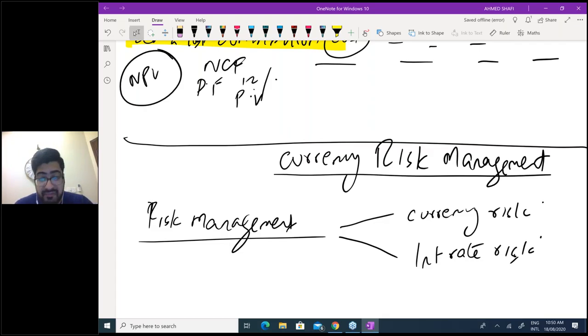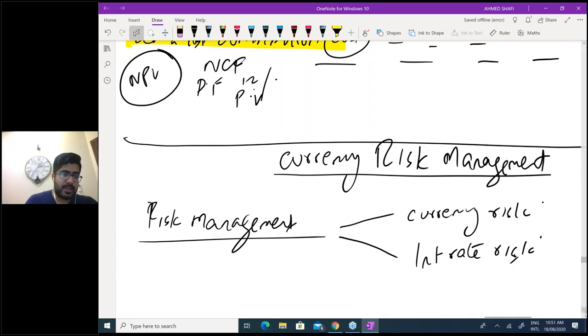This is a very important portion of AFM exams, and if you have the proper skills, this area is likely to generate 25 marks minimum for you. Either currency risk could be tested or interest rate risk will be tested, or both will be tested in a combined question. So in today's agenda, we will be dealing with currency risk and then we will deal with interest rate risk. So let's start with currency risk management.